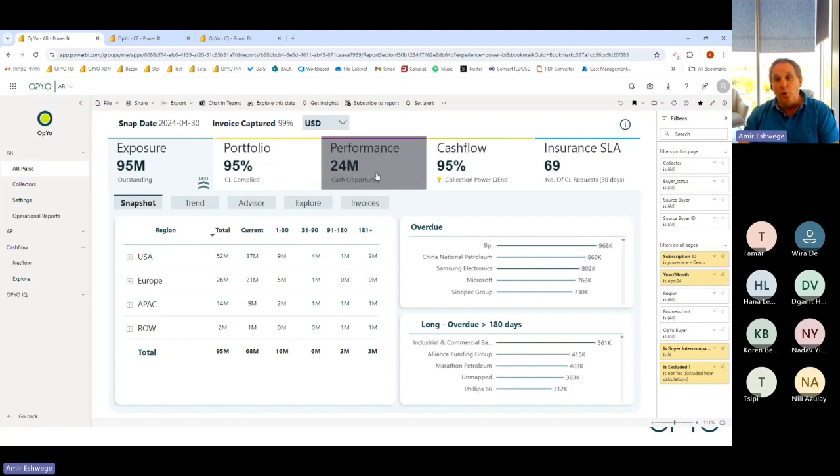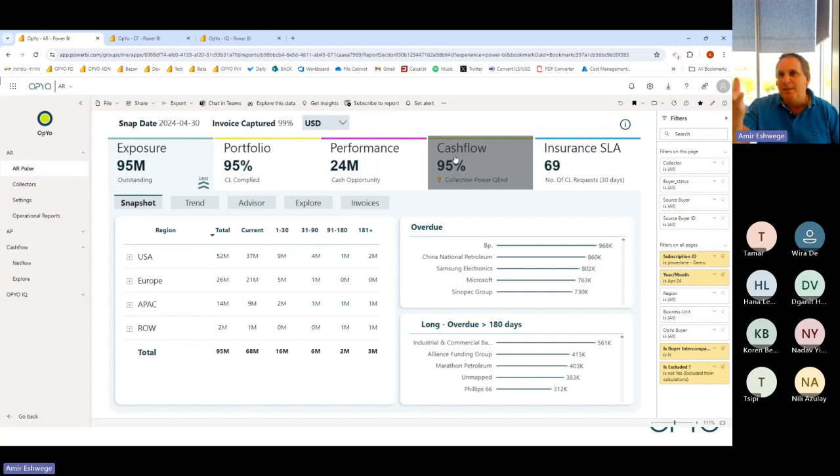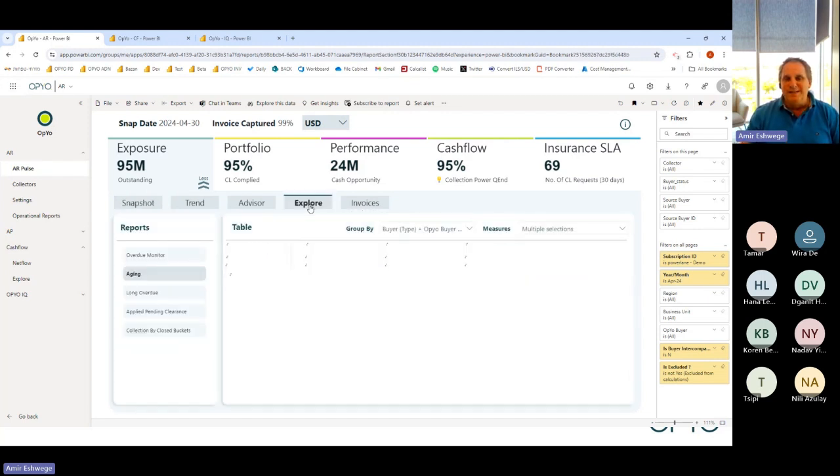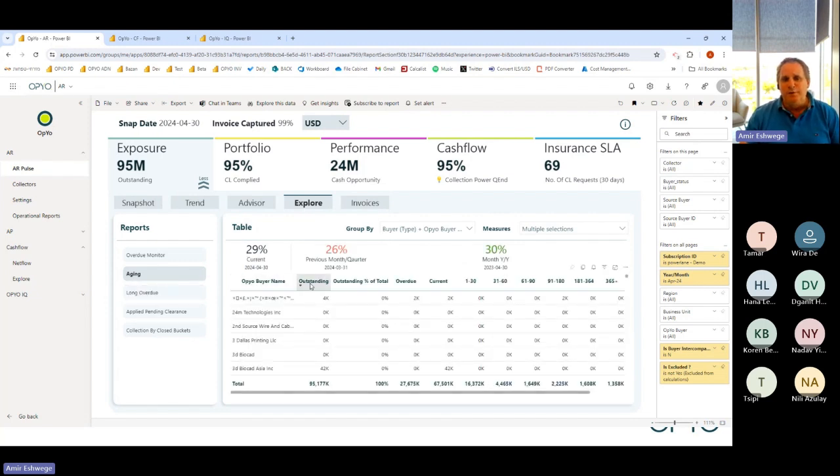Performance is focused on the working capital, commonly used as DSO, collection level. We use different terminology and we'll explain in a second. And the cash flow. The only reason I'm touching this area is for the cash flow, to remind you how we reach the top cash flow or the consolidated cash flow for OPYO, and the insurance SLA in case someone is insured. I'm only going to drill down into very simple views in this area. Each area has a full universe of information, but I just want to show you.